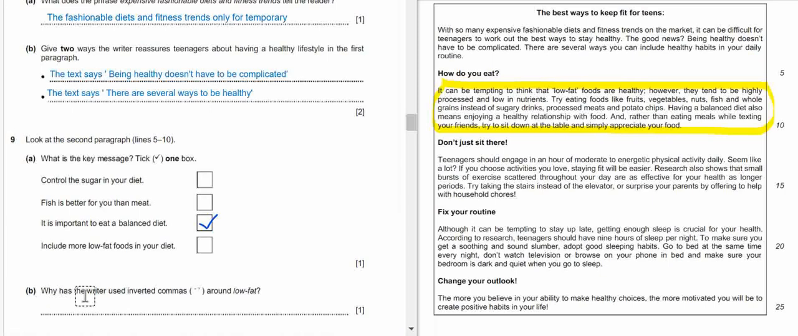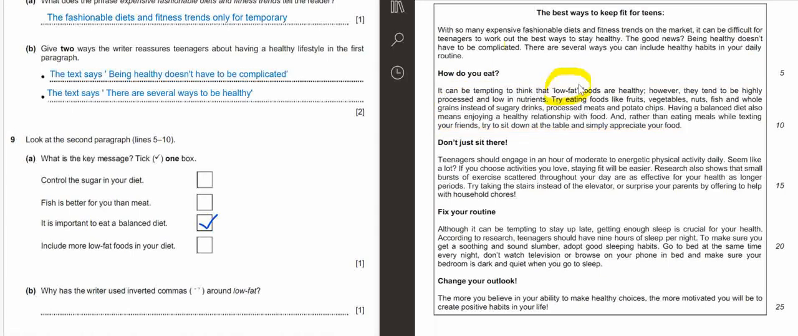Why has the writer used inverted commas around low fat? Well, the words low fat are circled in yellow, and there are inverted commas before and after them. And why do you think? 10 seconds from now.